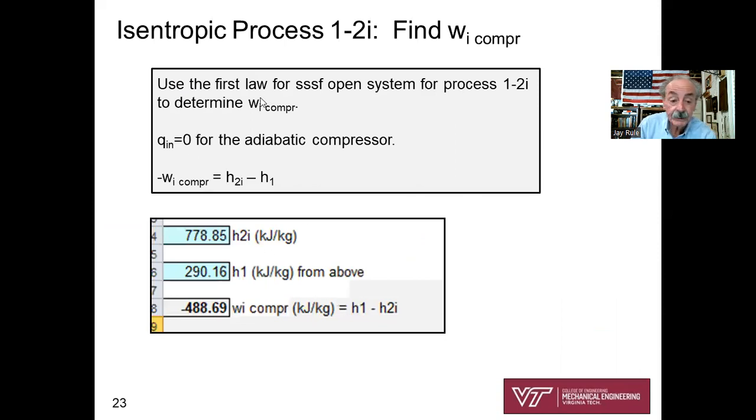Okay. So we're going to use that first law to determine W isentropic for the compressor, remembering that Q equals 0 for the adiabatic compressor. So Q, 0, minus Wi of the compressor equals H2I minus H1. Statement of the first law. So we've got all of our numbers from before. W isentropic for the compressor is negative 488.69 kilojoules per kilogram. What good does that do us?